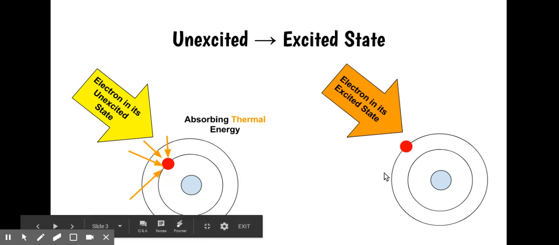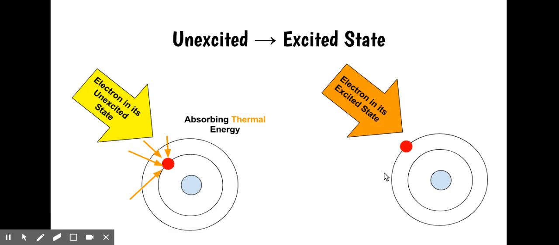So after the electrons have absorbed the energy, if you look to the right now, it's going to be in its excited state. All that means is it jumped. It jumped from the first ring to the second ring.